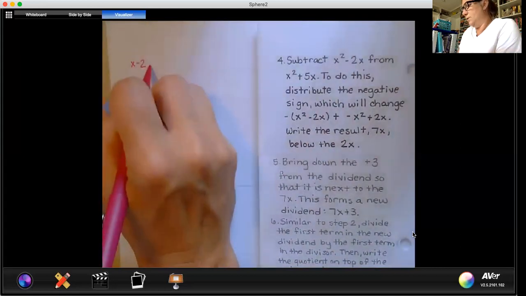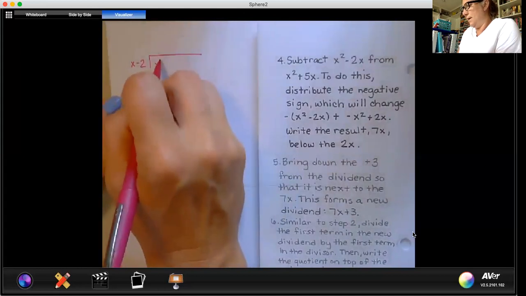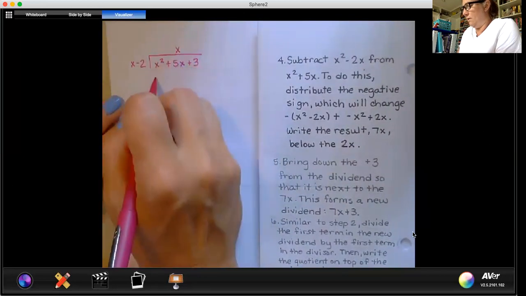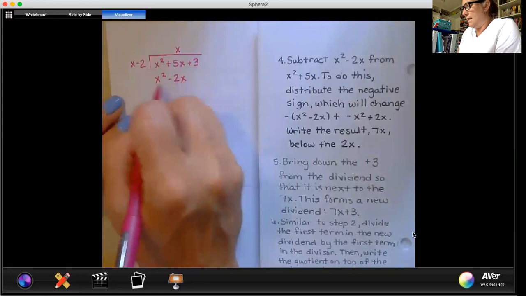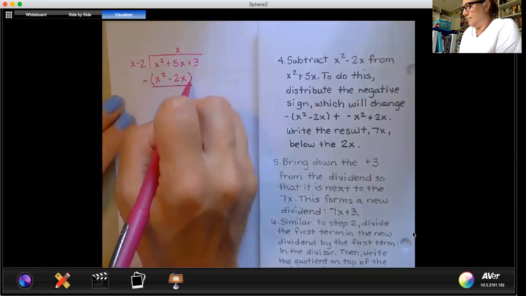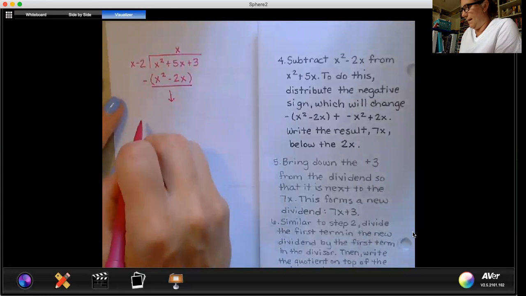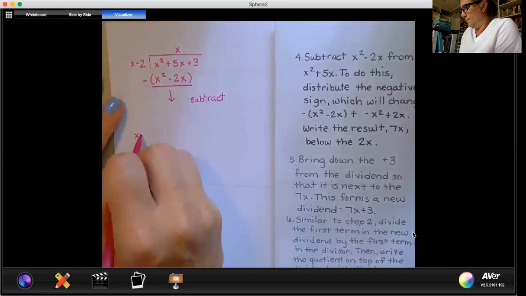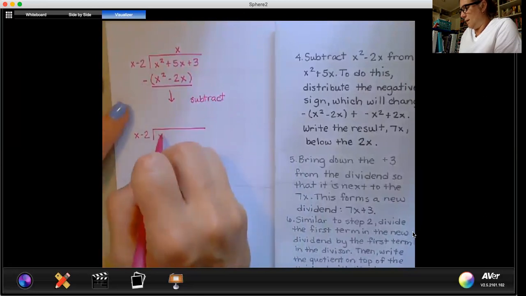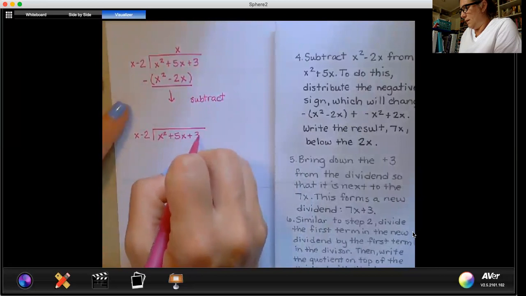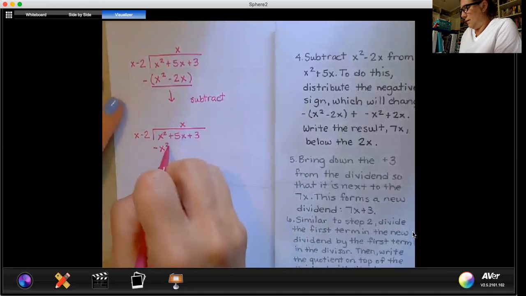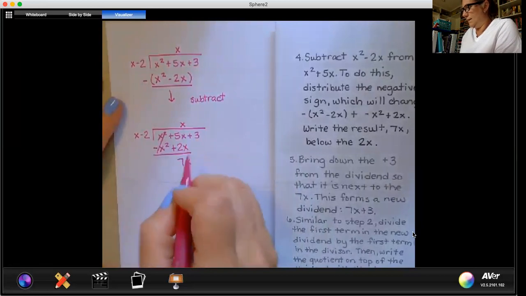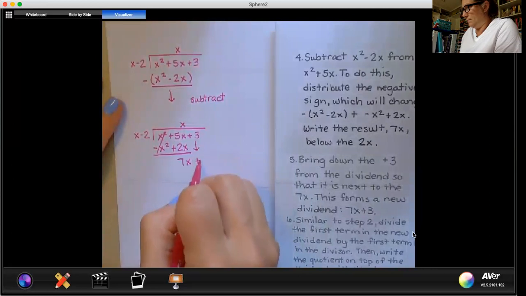So you have x minus 2 goes into x squared plus 5x plus 3. You have an x here. We've already multiplied, and this is what we got. And now we need to subtract. This is what we get from that. We get x minus 2 goes into x squared plus 5x plus 3, negative x squared, positive 2x. The x squareds cancel. Result is 7x. Bring down the plus 3.